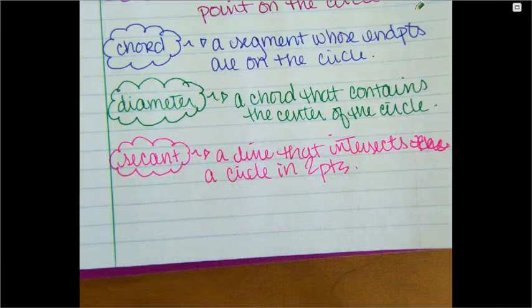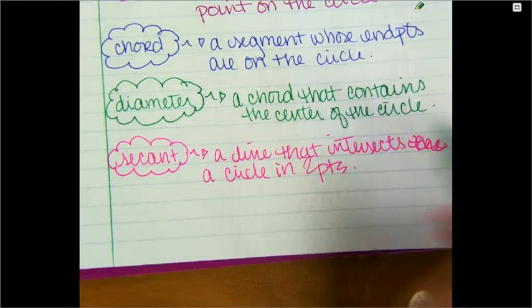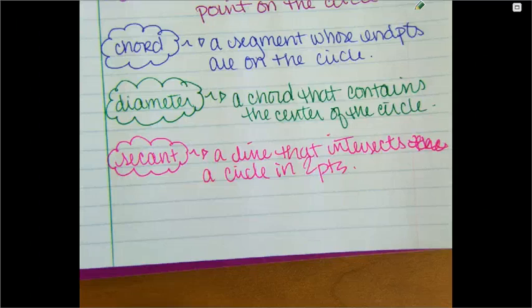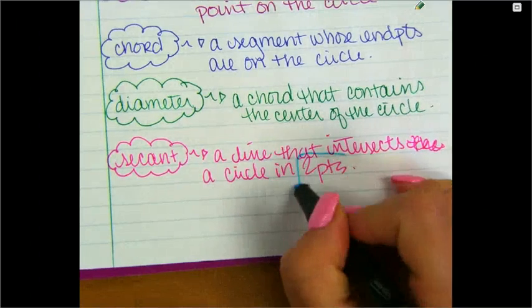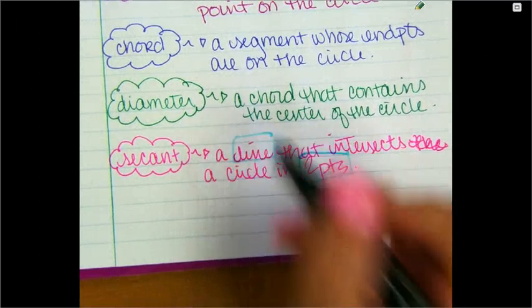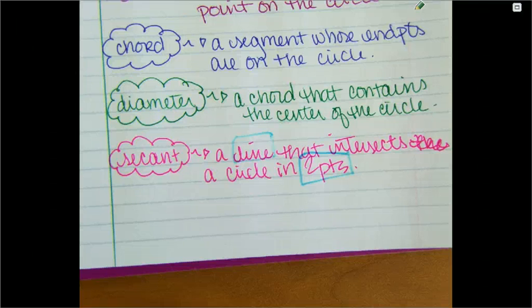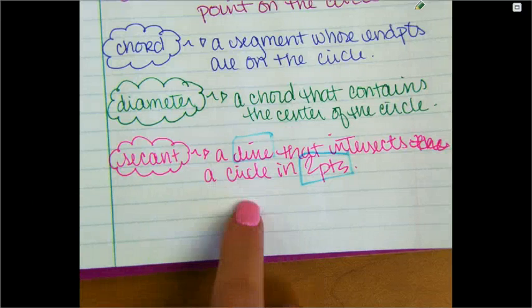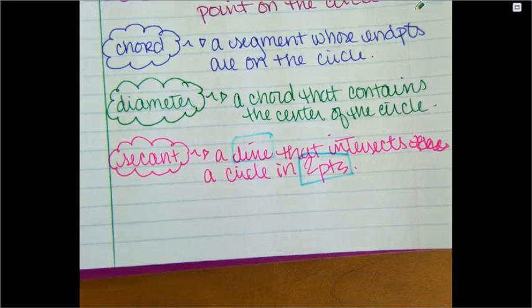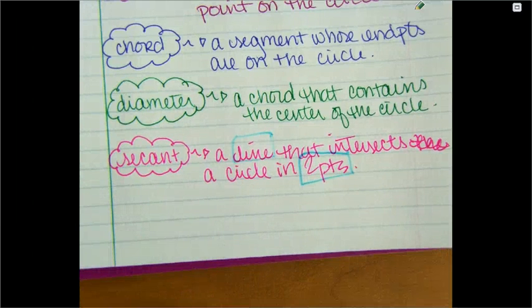Intersects where? 2 points. And what else? A line. Why do I care that it's a line? What have you been dealing with? Have you been dealing with lines this whole time? All the definitions above were what? They were all segments. This is not a segment, it's now a line. Okay? Next word.